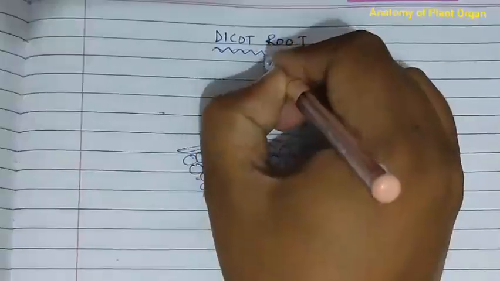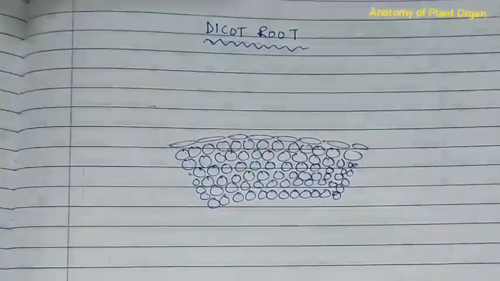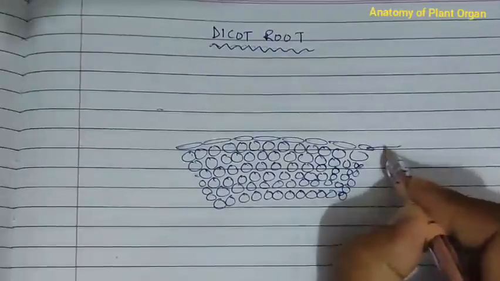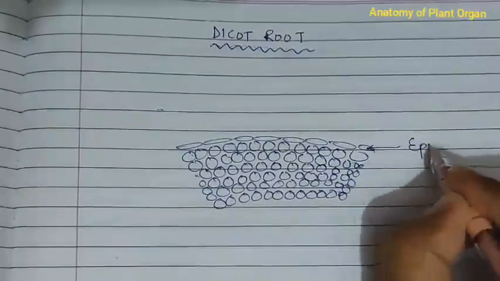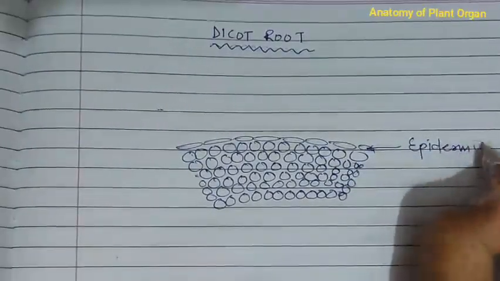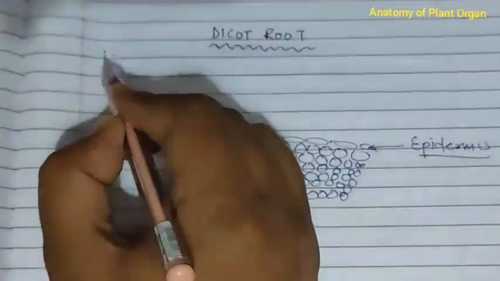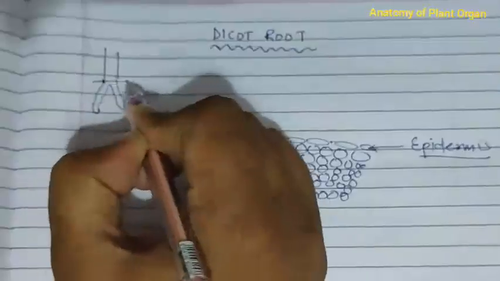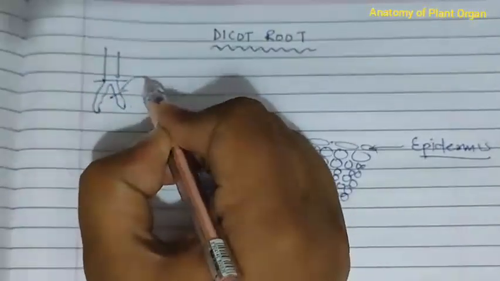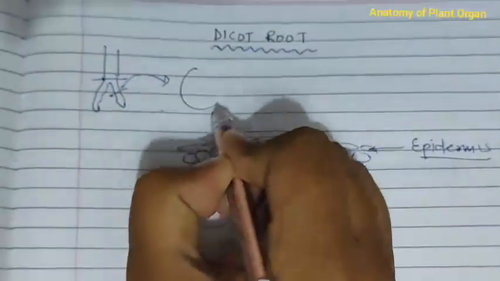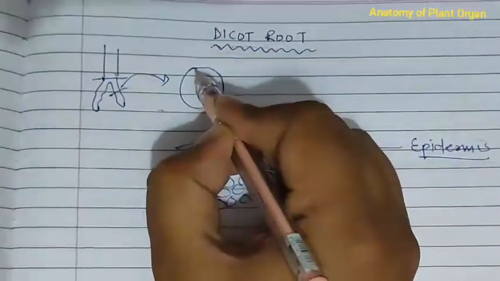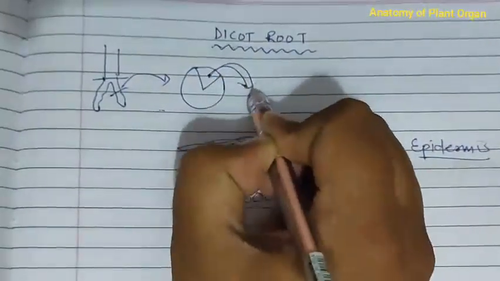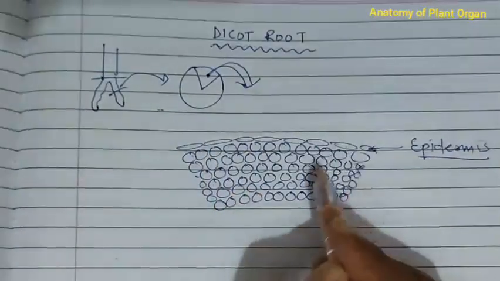Dicot root. So in dicot root, if we make a diagram, we come to know that the outermost layer is epidermis. First we try to understand this dicot root, and if we take a cross section of this dicot root, we can see this type of diagram. Out of this we are drawing only this section here. So this is showing the epidermis.